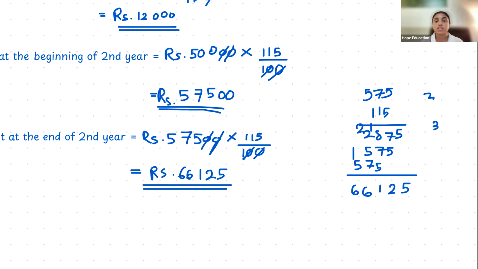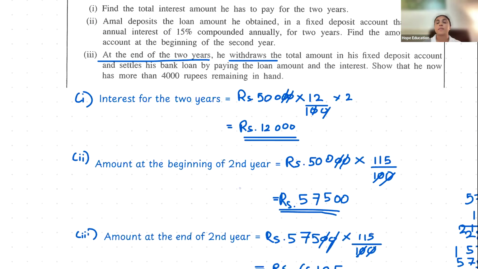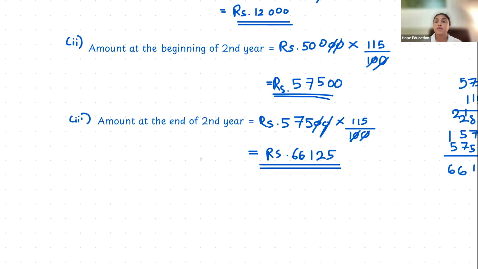So in the fixed deposit, at the end of the second year, the total amount remaining is 66,125. Now he is withdrawing this total amount, at the end of the second year, right? After withdrawing, what he is doing is settling the loan. The loan was at simple interest, right? So the amount he has to pay to settle the loan. Let's see.